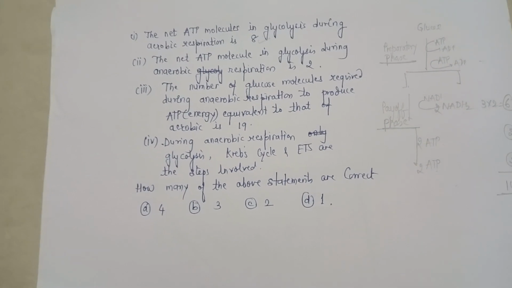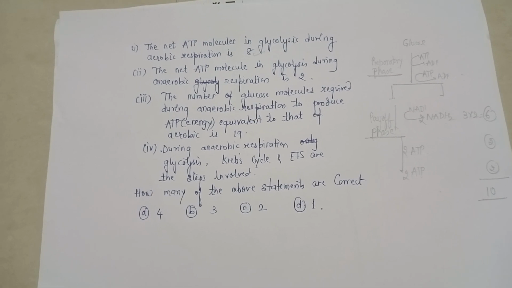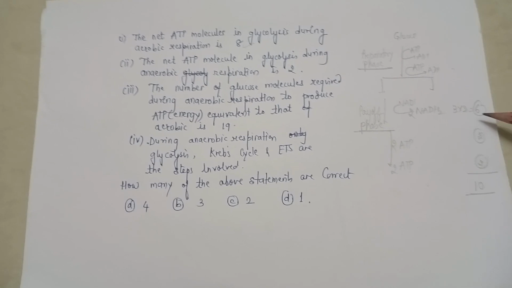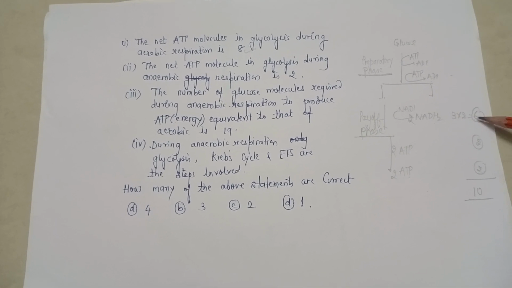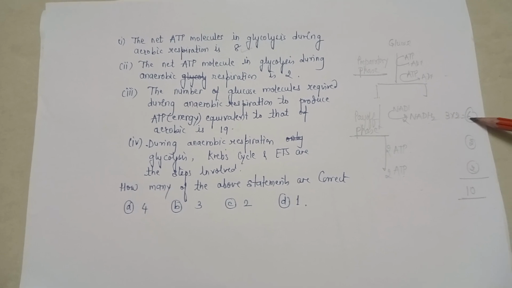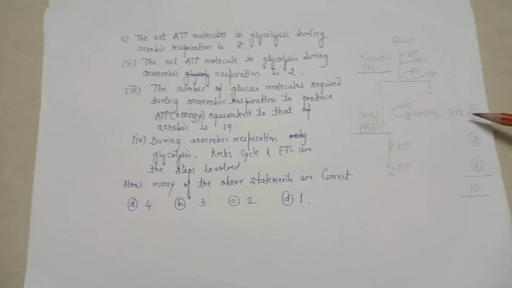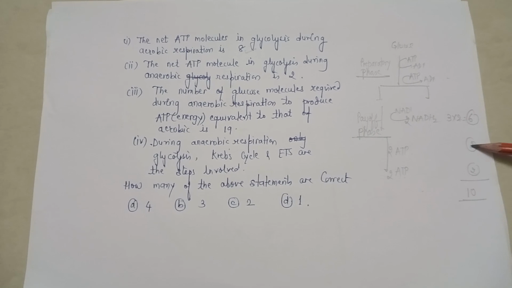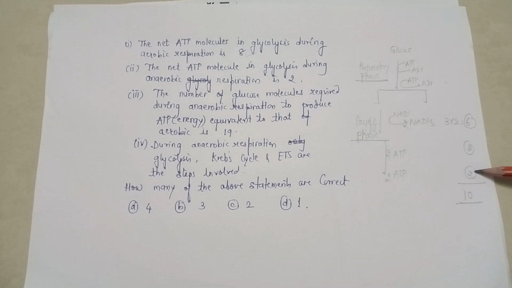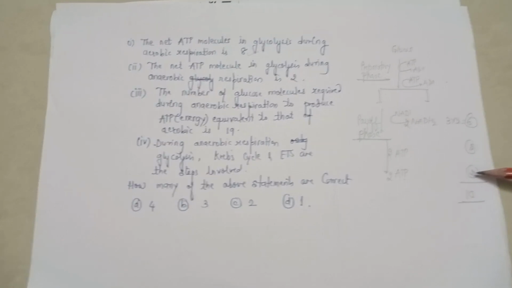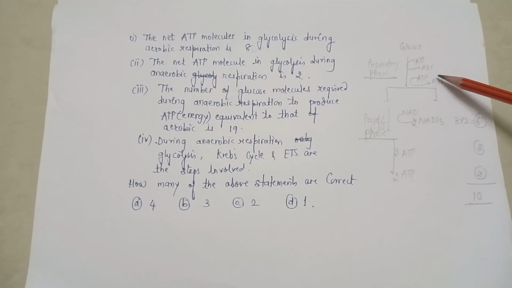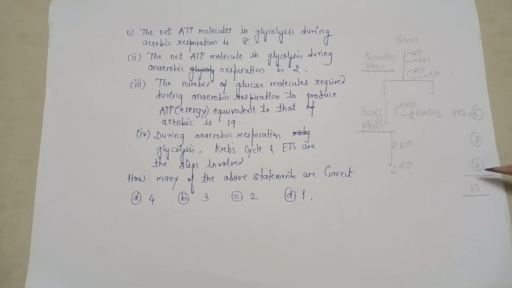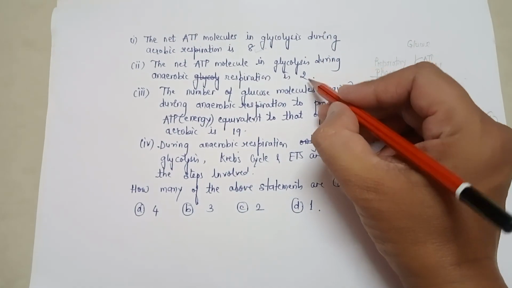Now if you look at the second statement, the net ATP molecules in glycolysis during anaerobic respiration. Now during anaerobic respiration, the only difference is that this NADH2 does not enter the ETS, that is the electron transport system, and therefore these 6 ATPs are not formed. So the total number of ATPs formed will be 1, 2, 3, 4. So 4 ATPs will be formed, and out of that, again as a part of the balance sheet, we have to subtract 2 ATPs. So the net ATPs during anaerobic respiration is 2. So this is also a correct statement.